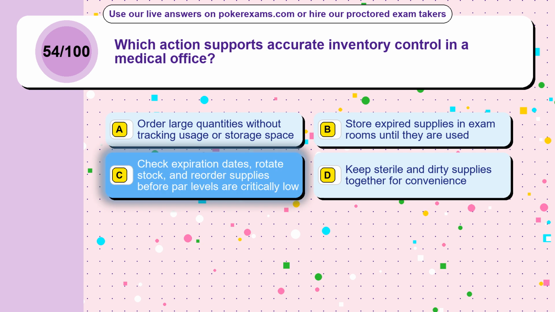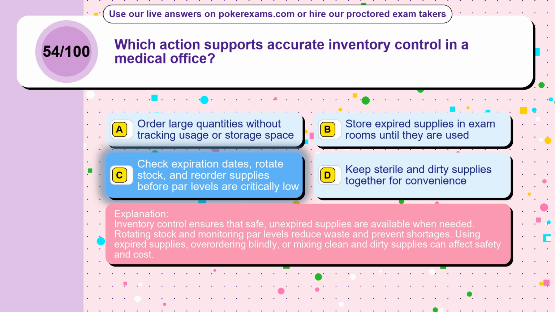The correct answer is option C. Check expiration dates, rotate stock, and reorder supplies before par levels are critically low. Inventory control ensures that safe, unexpired supplies are available when needed. Rotating stock and monitoring par levels reduce waste and prevent shortages. Using expired supplies, overordering blindly, or mixing clean and dirty supplies can affect safety and cost.